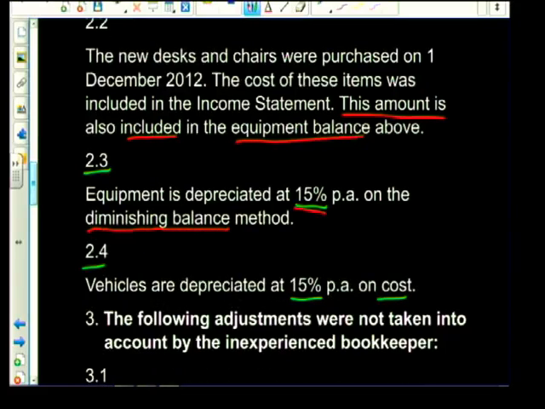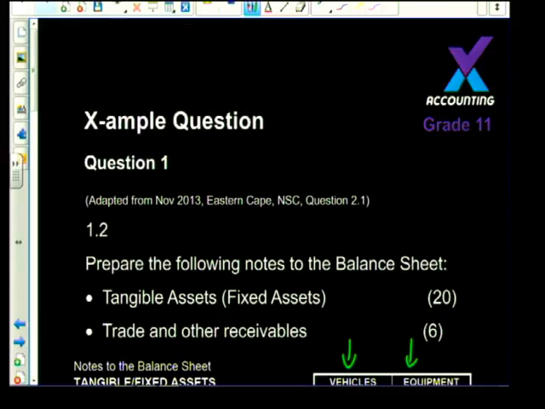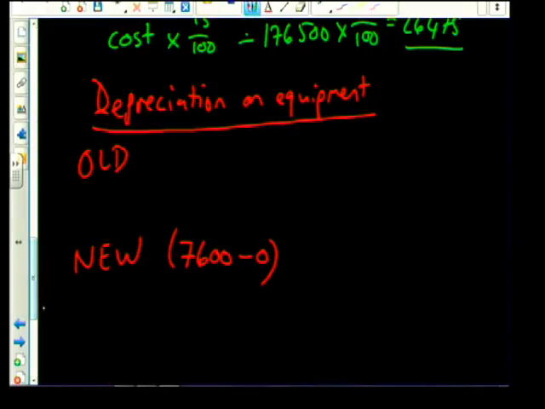If you look back here, you will see that the calculation is done on 15% on the diminishing balance method. So if we have to calculate our depreciation on this piece of equipment, we also need to know when it was purchased. It was purchased on the 1st of December 2012 and our financial year ends on the 28th of February. So we only had that new desk and chair, or all those new desks and chairs, for December, January and February. We only had them for 3 months. So we had them for 3 months in this financial year, and we know that the depreciation rate is 15%. Both of those pieces of information are given to us. So if we want to calculate the depreciation on this equipment, we're going to multiply it by 3 over 12 for the number of months, and we're going to multiply it by 15 over 100.